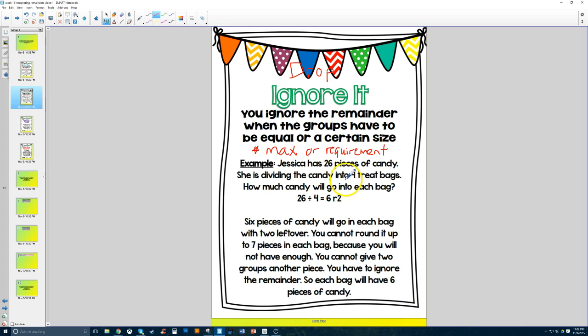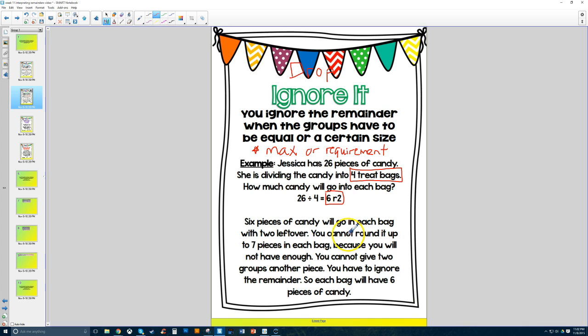It says Jessica has 26 pieces of candy. She's dividing the candy into 4 treat bags. How much candy will go into each bag? Now she only has 4 treat bags. So she's going to put 26 pieces of candy into the bags, and she's going to make sure that the candy is evenly divided. So when she does 26 divided by 4, she gets a quotient of 6 and a remainder of 2. Those 6 pieces of candy will go into each bag, but then she's going to have 2 left over.